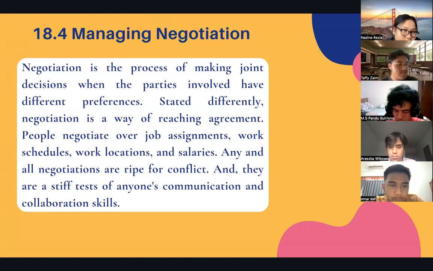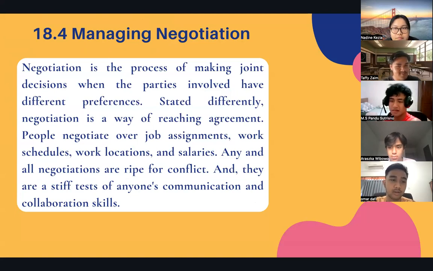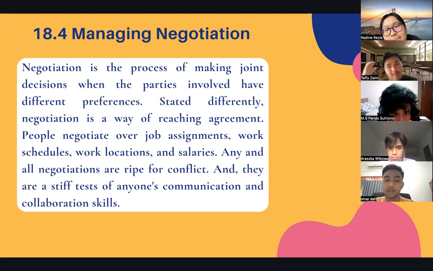On to the last topic, learning objective 18.4, managing negotiation. Negotiation is the process of making joint decisions when the parties involved have different preferences. Stated differently, negotiation is a way of reaching agreement. People negotiate over job assignments, work schedules, work locations, and salaries. Any and all negotiations are ripe for conflict, and they are a stiff test of anyone's communication and collaboration skills.